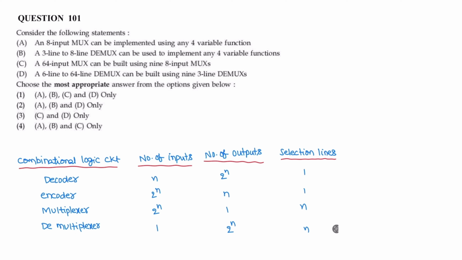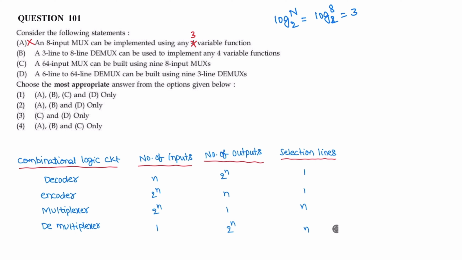A decoder is a combinational logic circuit with n inputs, 2^n outputs and 1 selection line. An encoder is a combinational logic circuit with 2^n inputs, n outputs and 1 selection line. So statement A, an 8 input multiplexer can be implemented using any 4 variable function. The number of variables required is log N base 2, that is log 8 base 2, which is 3. So an 8 input multiplexer can be implemented using a 3 variable function. So statement A is incorrect.